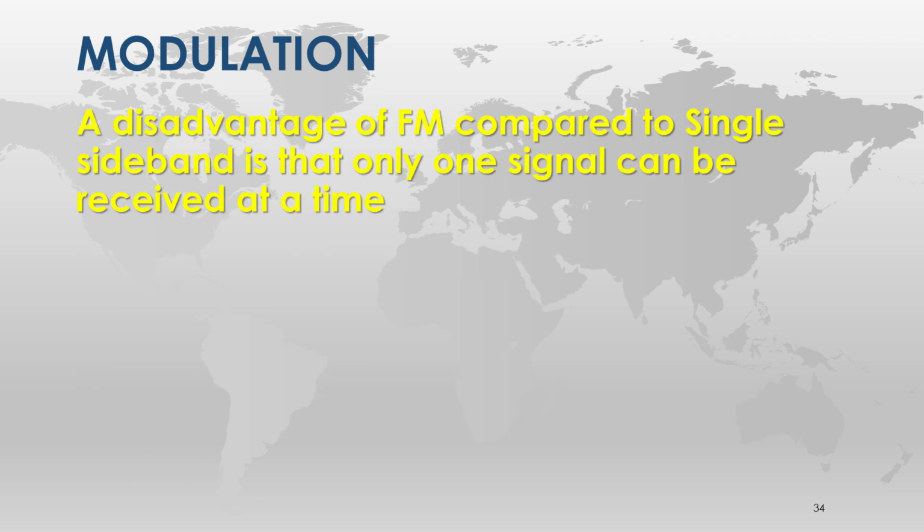Disadvantage of FM compared to single sideband is that only one signal can be received at a time. Unless they're exactly the same amplitude coming in, you'll get both. So there's doubles, two guys are trying to go through the repeater, and it comes out garbage. Unless one of them has a whole lot more power reaching the repeater, in which case it might capture the one guy. But the disadvantage of FM compared to single sideband is that only one signal can be received at a time.